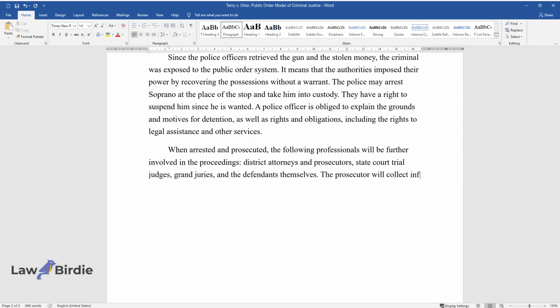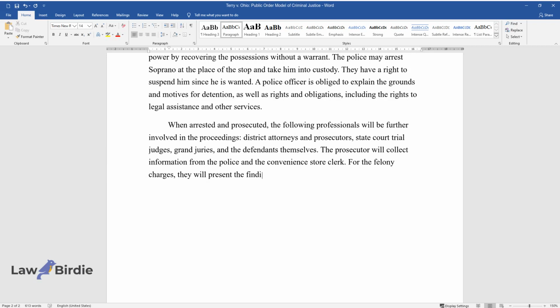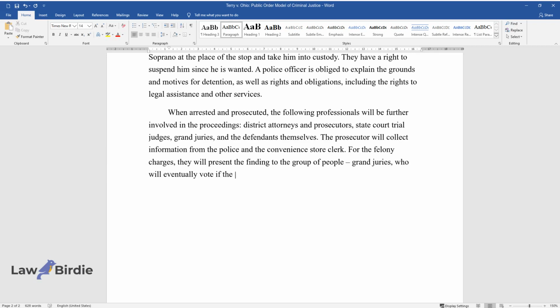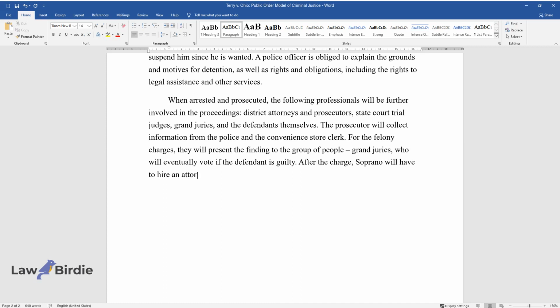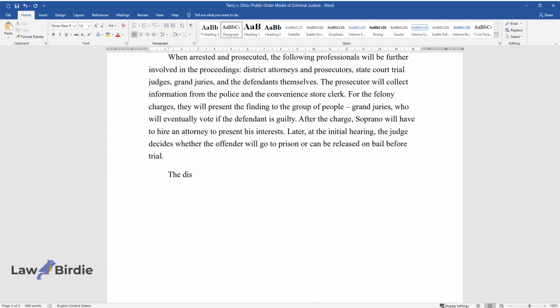The prosecutor will collect information from the police and the convenience store clerk. For the felony charges, they will present the finding to the group of people, grand juries, who will eventually vote if the defendant is guilty. After the charge, Soprano will have to hire an attorney to present his interests. Later, at the initial hearing, the judge decides whether the offender will go to prison or can be released on bail before trial. The discovery process starts in order to collect as much evidence as possible.